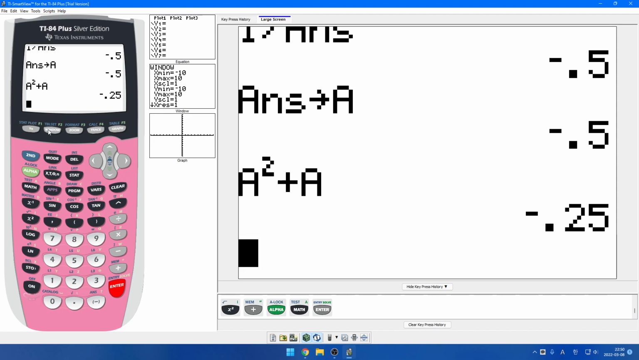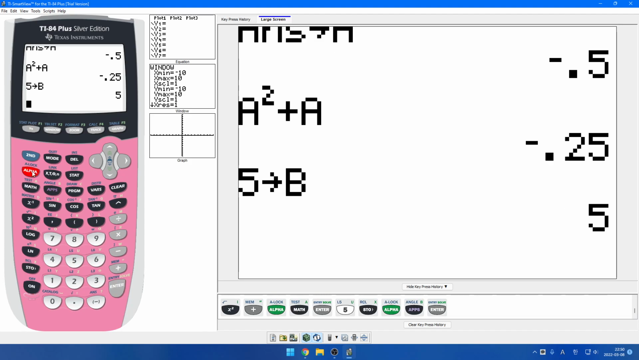So let's try another number. If you don't want to use the answer, you can just store, for example, 5 and store it on B. So I can try alpha A plus alpha B.